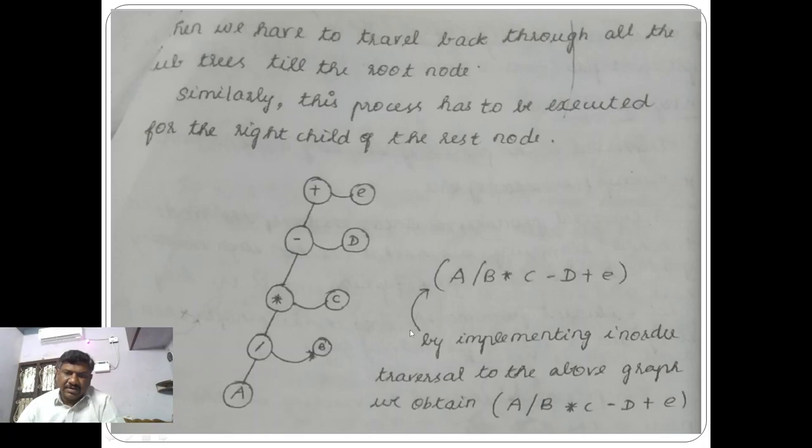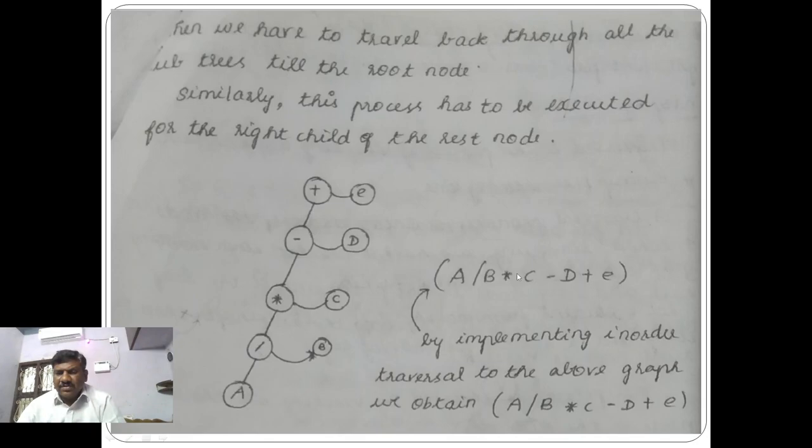After this, I will move back. This is going to be the left node, this is going to be the visited node, and this is going to be the right node. If I go to the left node, it is already visited. So I cannot visit this node again. Then I go back to visit this asterisk. Here I got an asterisk.